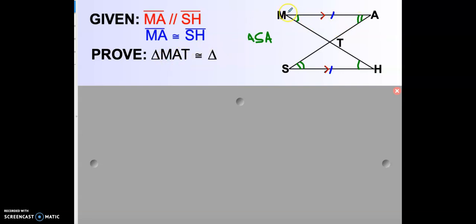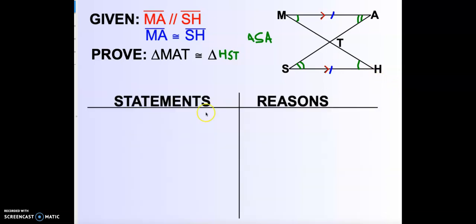M in the top triangle matches H in the bottom triangle. A in the top triangle goes with S. And finally, T is vertical with T. So I think that's the name of my second triangle. So let's take a look at this proof.